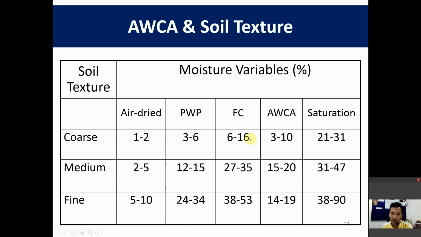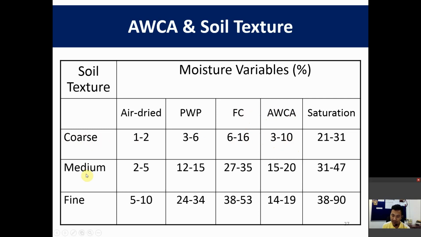Now if we subtract, you start with the FC, subtract the PWP, and you will get available water capacity. Now you can see something really interesting here. For coarse sand, the value of available water capacity comes from the difference between FC and PWP, right? So it's predictable that coarse texture will give you the lowest number for available water capacity.